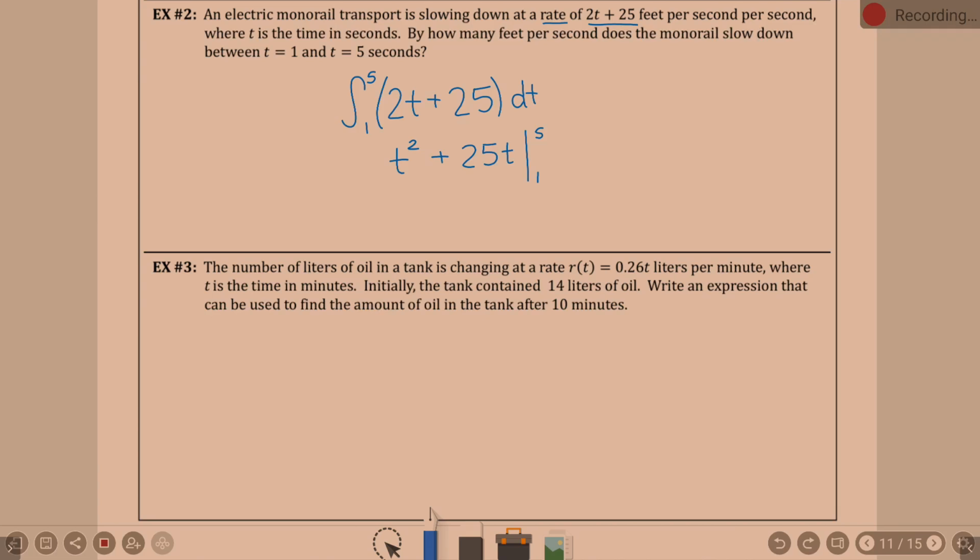So this means we're going to do what? 5 squared plus 25 times 5 minus the quantity 1 squared plus 25 times 1. 150 minus 26. 124. Jeez. I'm with you. 124 feet per second.